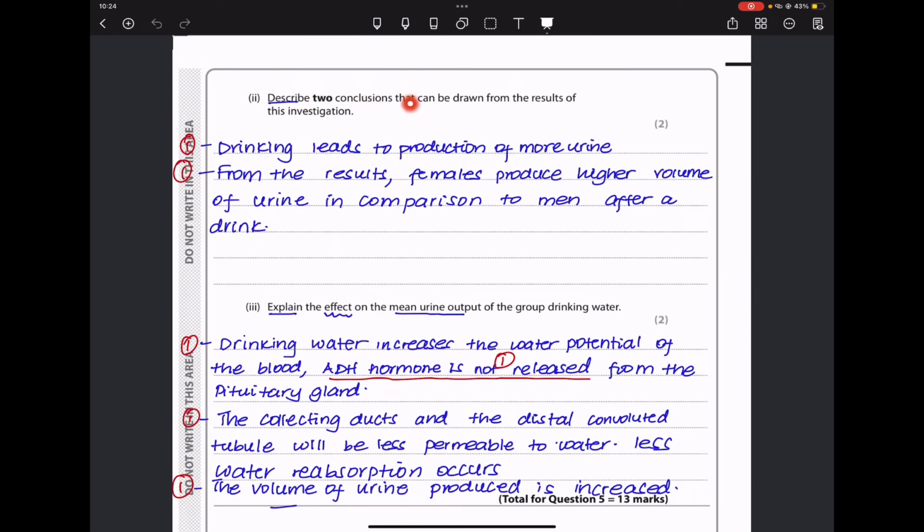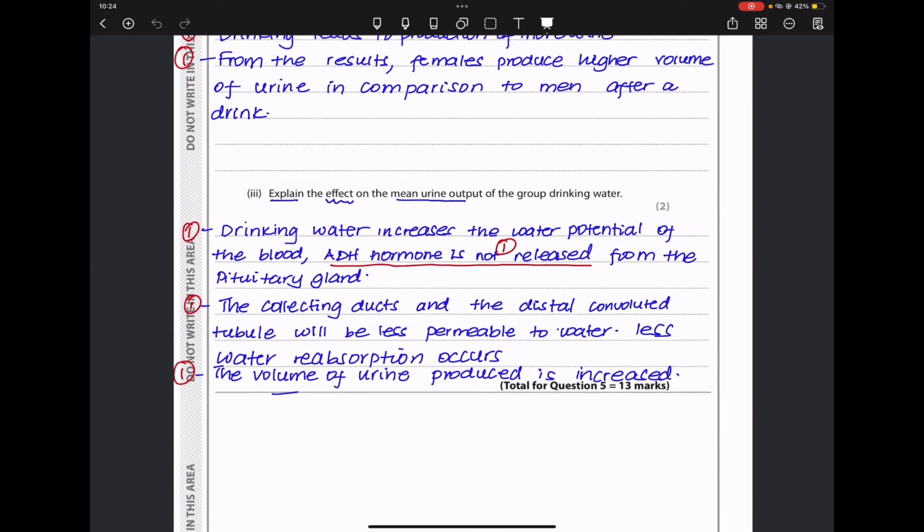Next, they say describe two conclusions that can be drawn from the results of this investigation. From the investigation, we can see that drinking leads to production of more urine. No matter what they drank, there was more urine produced. And from the results, the females produce a higher volume of urine in comparison to men after a drink.